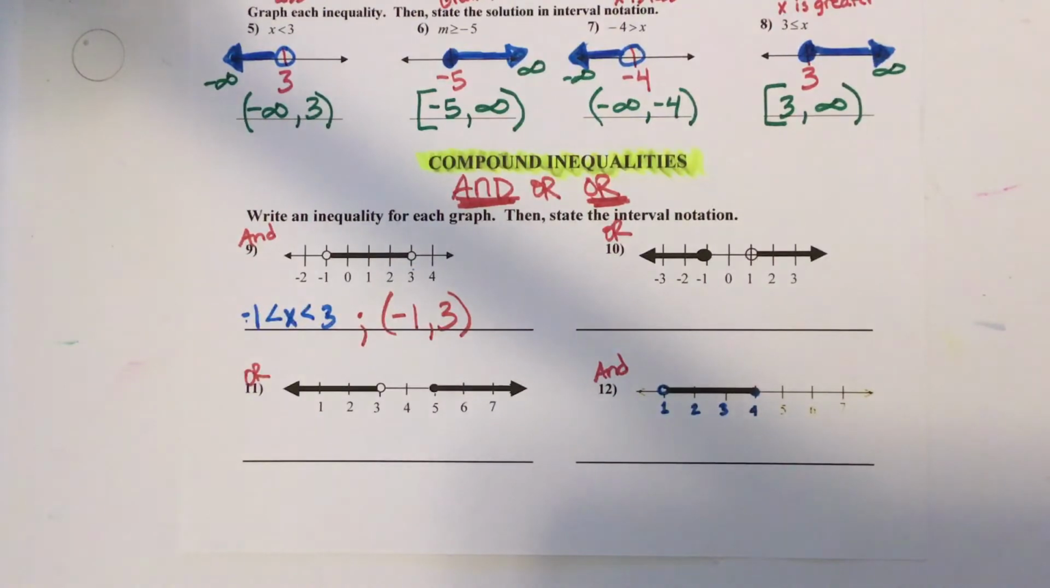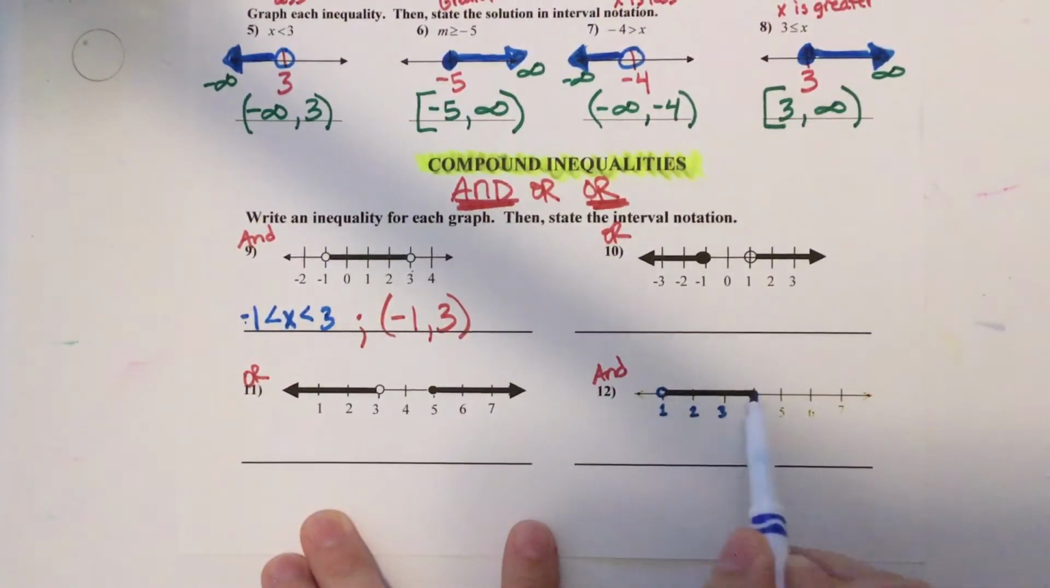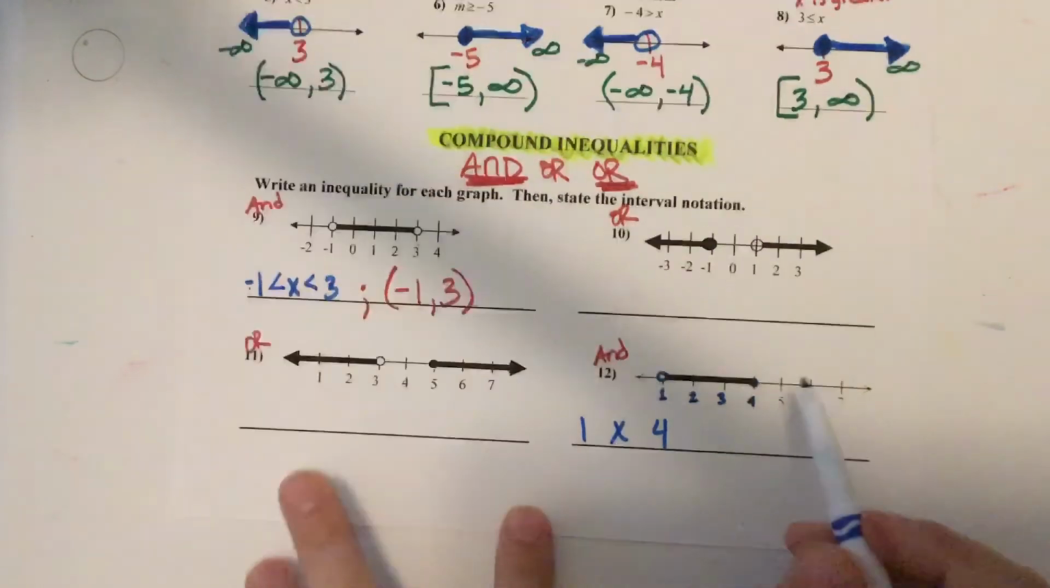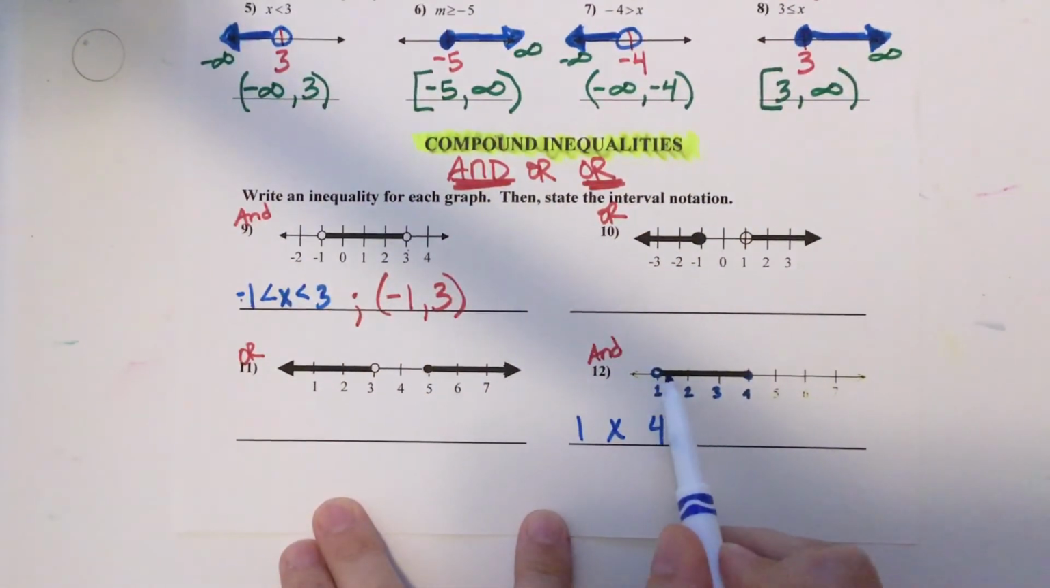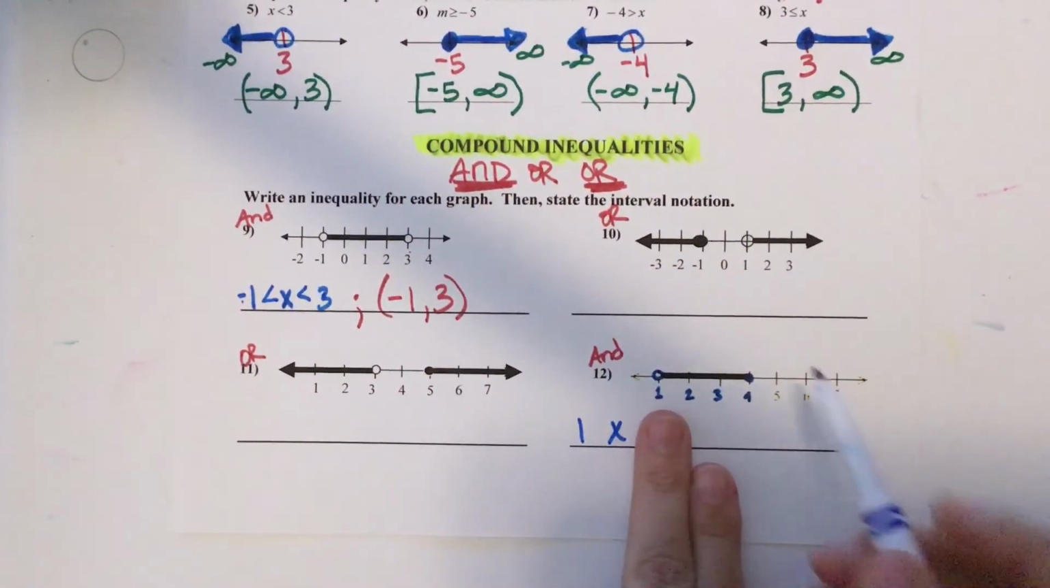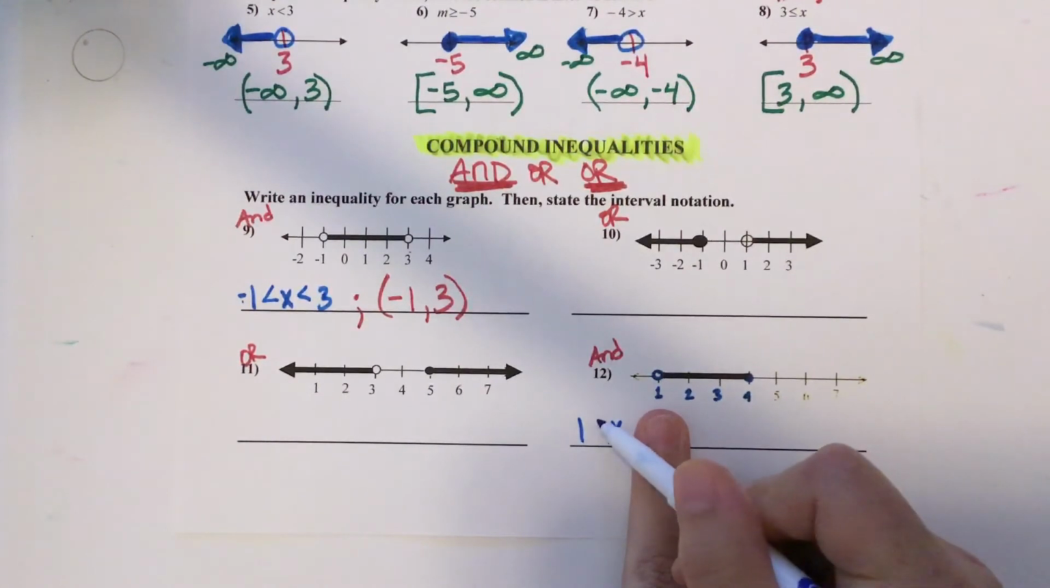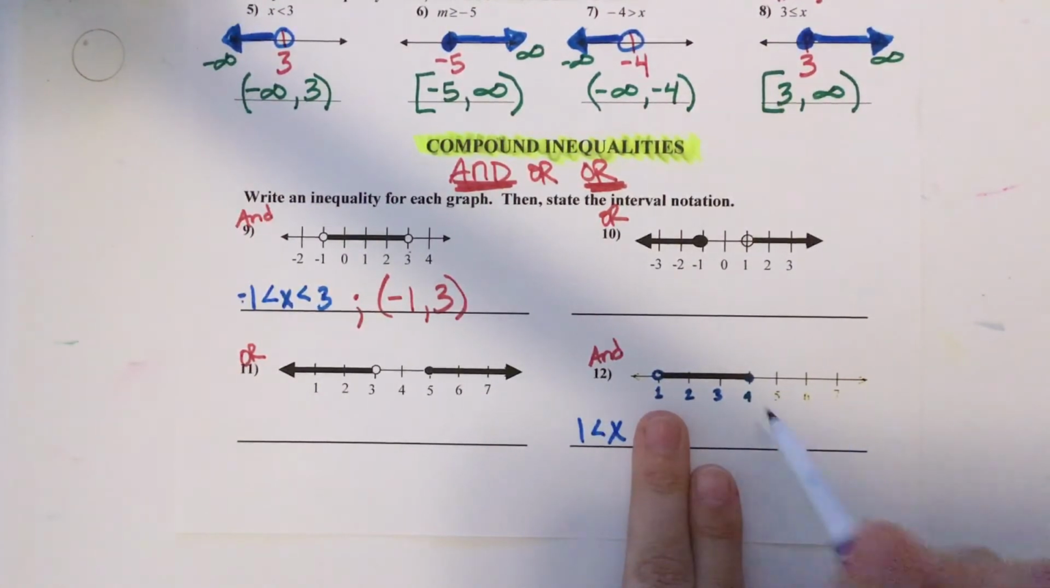Okay, let's try another and. Let's look at 12. So in this one, the shading's between 1 and 4. So I'm going to put x between 1 and 4. Okay, when you're here at the 1 and you go to the right, you get bigger. So I want to say x gets bigger than 1. So I put the big mouth facing the x. So it says x is greater than 1.